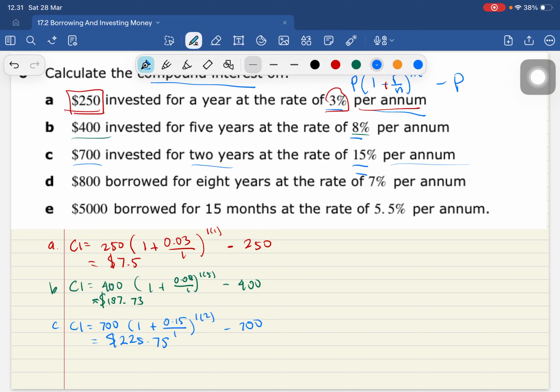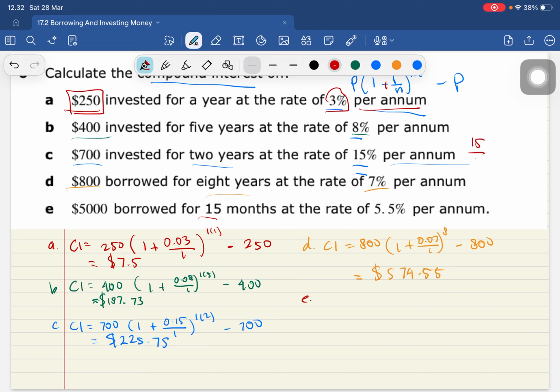Also the same thing for D, the compound interest on the borrowed 800. We multiply with 1 plus the rate, 7%, so 0.07 divided by 1. And as this is 8 years, so power of 8, then we minus the initial money 800. So you get the answer of $574.55.